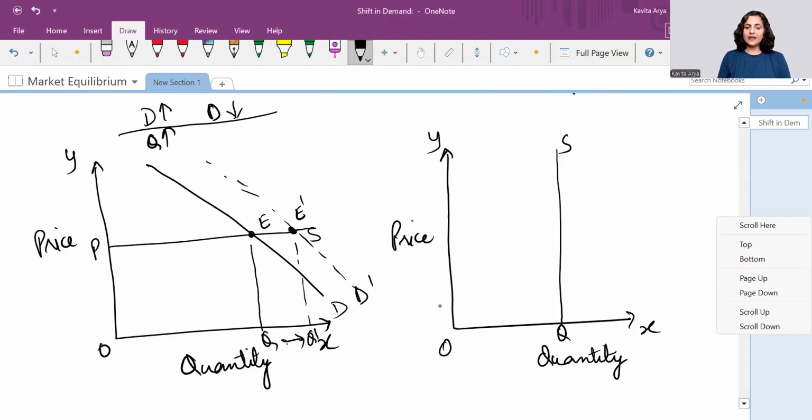Okay. And if there is a decrease in demand, supply remaining the same, so what would happen? D double dash, it would have its equilibrium here at E double dash, and it will show a fall in the quantity. So quantity falls in this case, right?